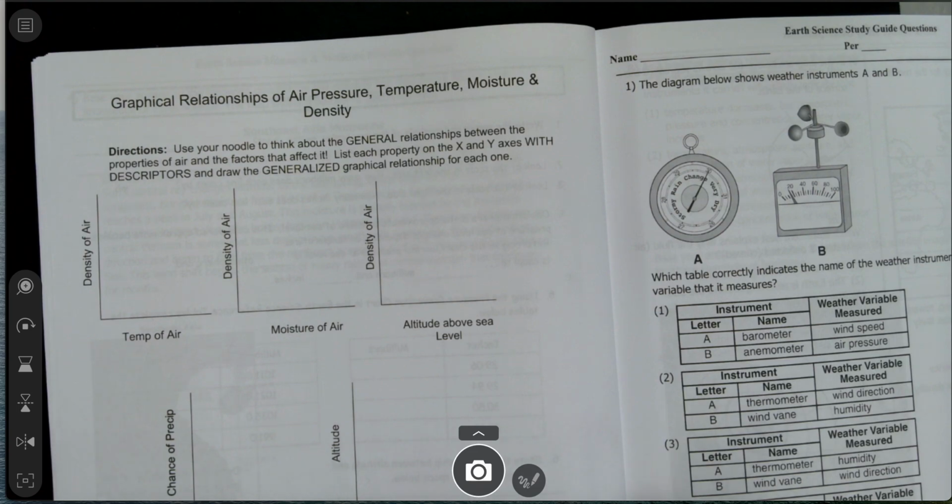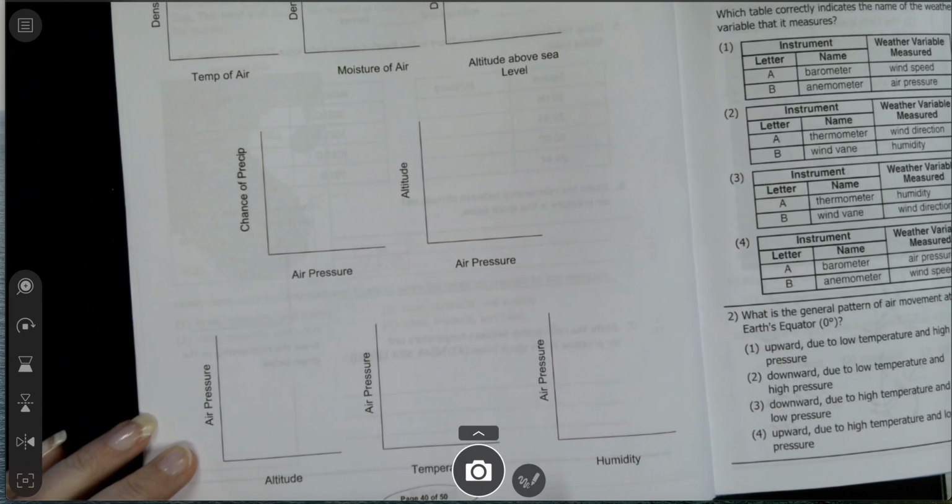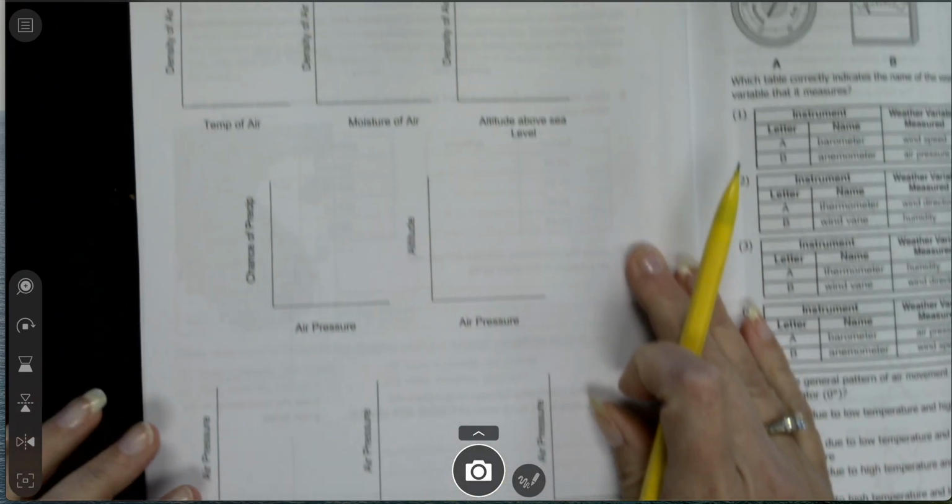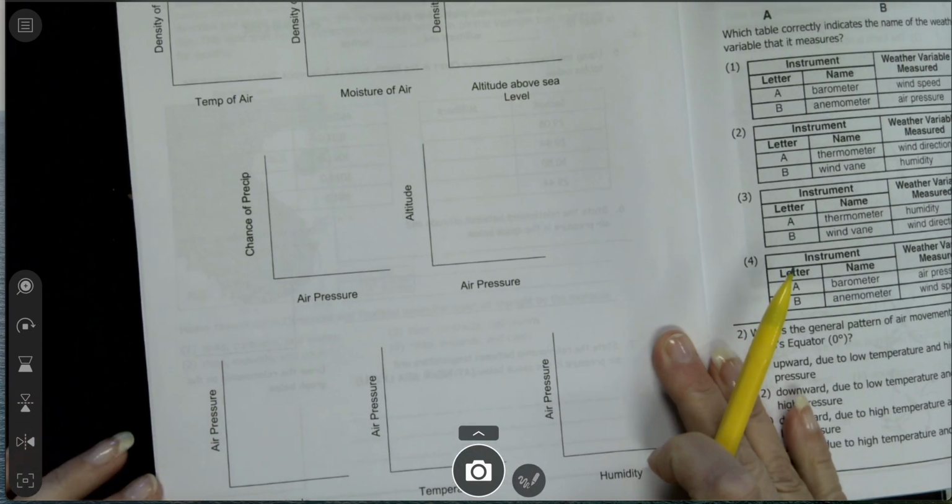Hey everyone. Okay, so what I need you to do is turn to Notes Pack, page 40, please. So I'm going to give you a minute to do that. Pause the video if you need a minute to get to page 40.